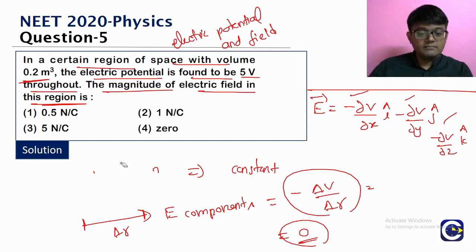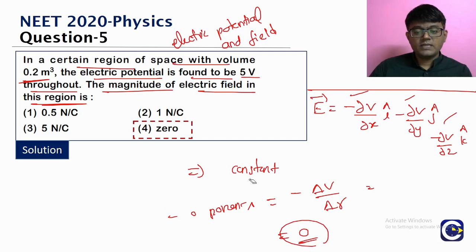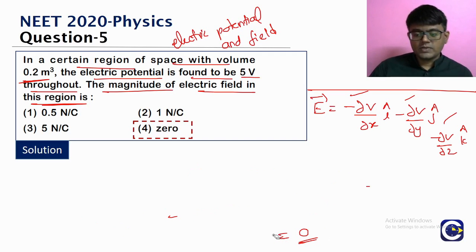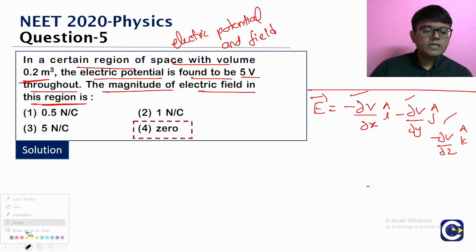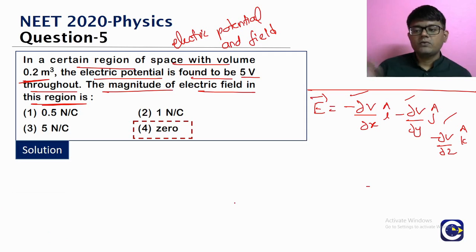So we got our answer. The electric field must be 0, which we are able to get from the theoretical discussion. But we can do it mathematically also. What is the electric field formula from the potential? E bar will be equal to minus dou V by dou X into I cap, minus dou V by dou Y into J cap, minus dou V by dou Z into K cap.